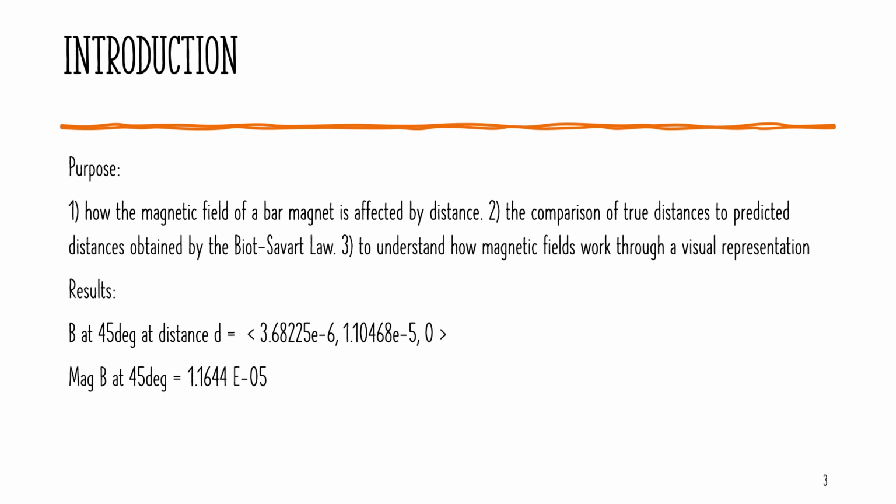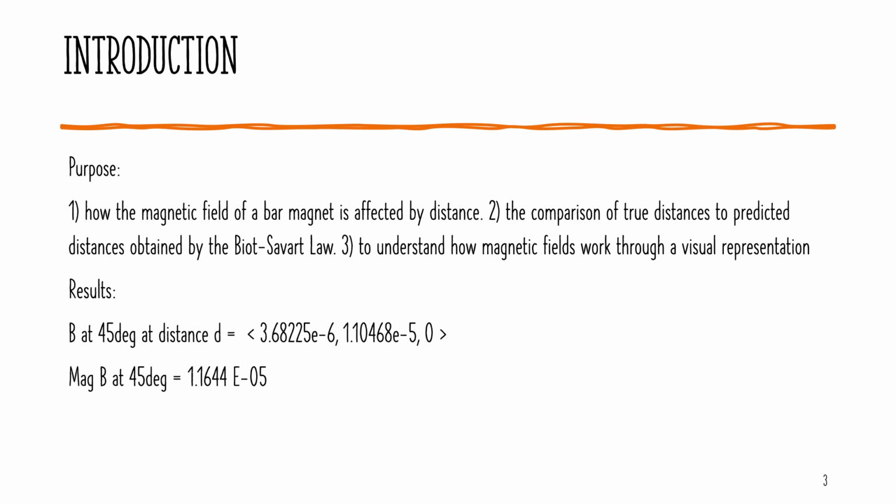The first one is how the magnetic field of a bar magnet is affected by distance. The second one is the comparison of true distances to predicted distances obtained by the Biot-Savart law. And the third purpose is to understand how magnetic fields work through a visual representation.